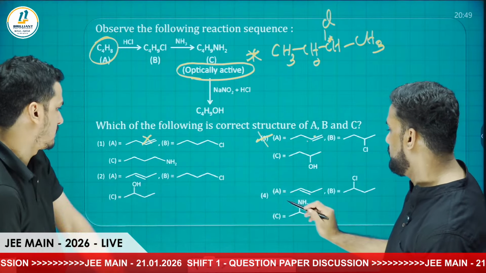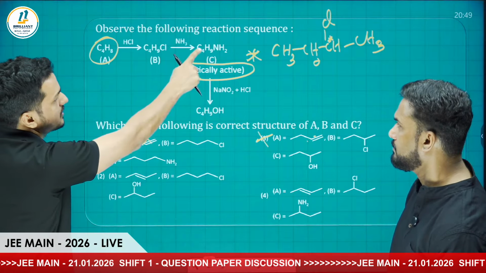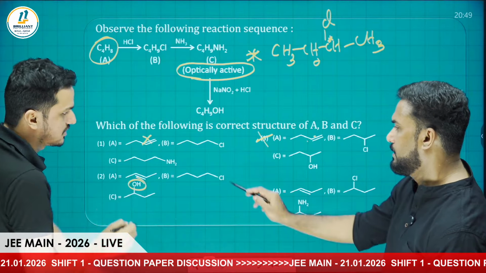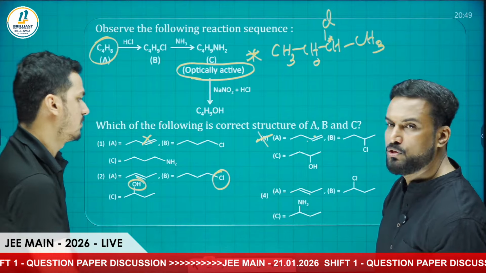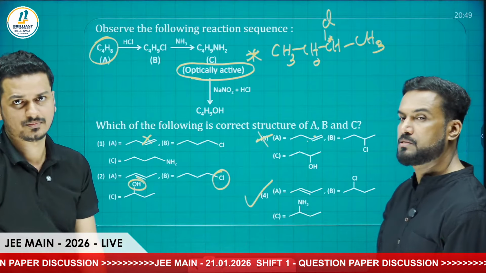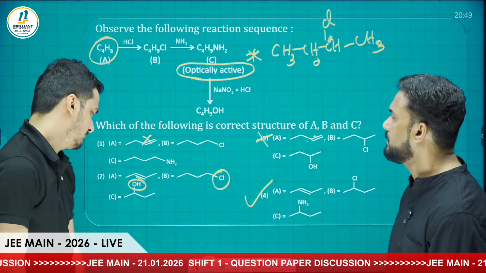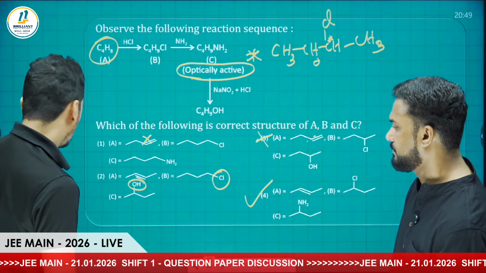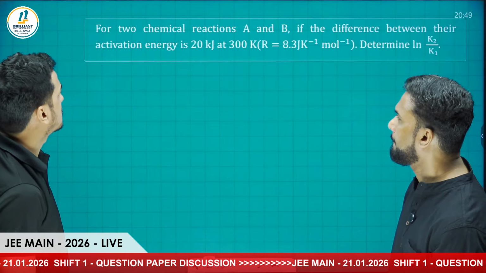Only this one and this one we need to check. Whenever they are treating with NH3, NH2 should come here. This one gave Cl at the end, so it's not possible, no need to check. Option 4 is the correct answer. The answer is the fourth one. I think you will get the answer easily. Let's go to the next one. Next one is this one.